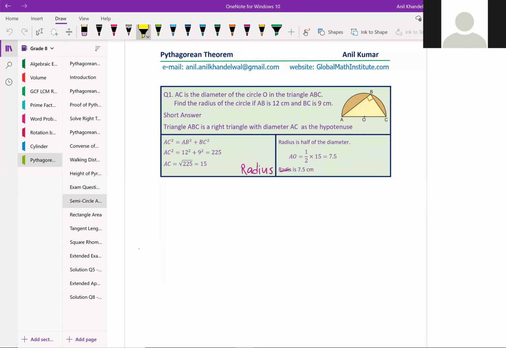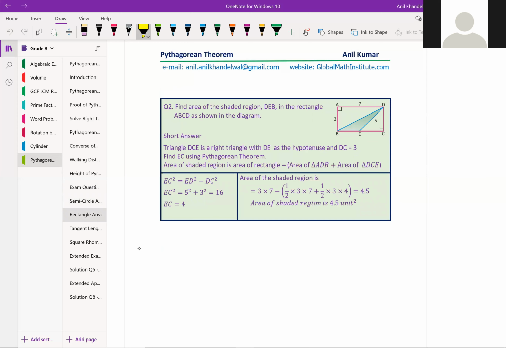Okay, so as you were saying, question number 1 is very simple. We are already given two sides, so we know AC squared is the sum of the squares of the other two sides, and then we take the square root. We get 15 as our answer. Half of 15 is the radius, and our answer is 7.5. Clear? Yes. Second one, as you said, we can find the area of the bigger rectangle here.